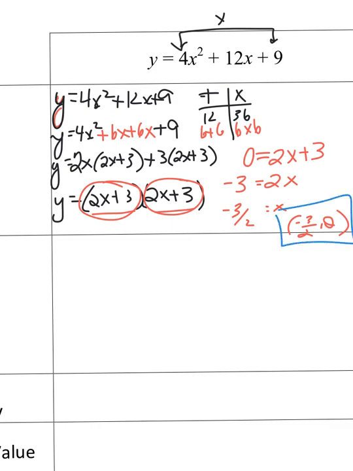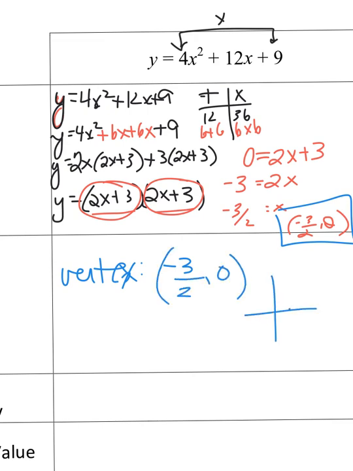Okay, so now when I come down here to my vertex and I only have 1 zero, well, guess what? The vertex is going to be the exact same thing in this case as the zero. If you only have 1 zero, your parabola must be opening like this or opening like that with your vertex right on the x-axis. Okay, let's take a look at the next thing here.